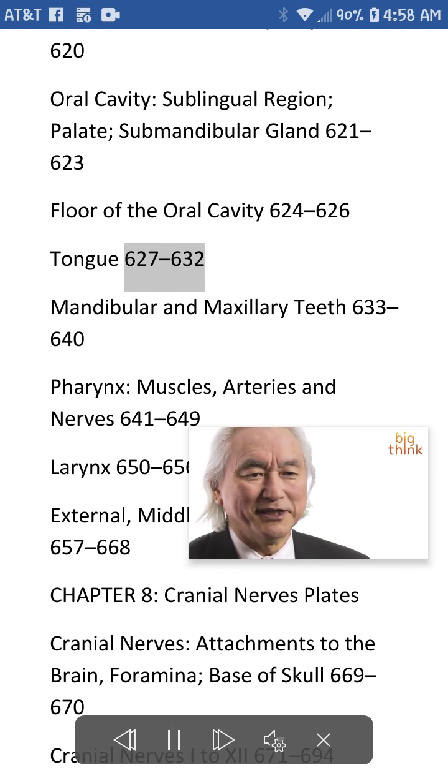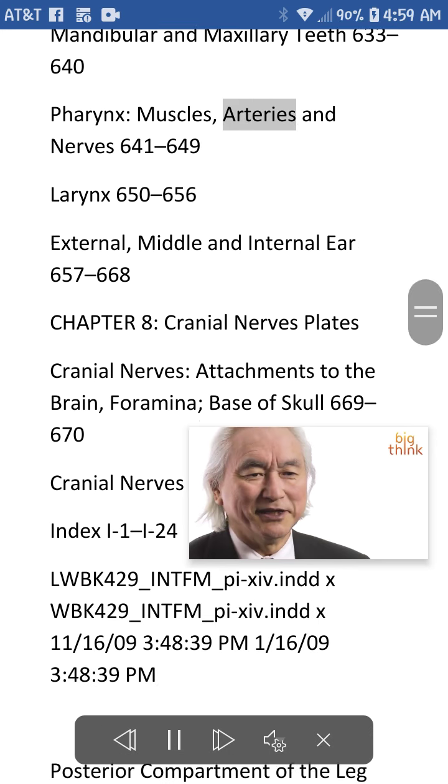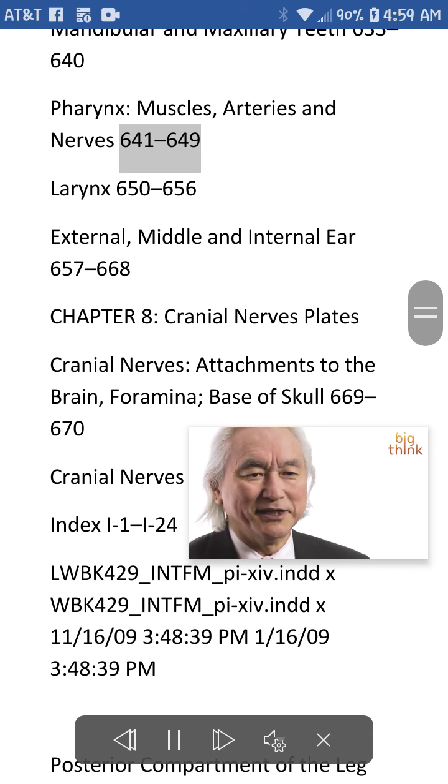Tongue, 627 to 632. Mandibular and maxillary teeth, 633 to 640. Pharynx, muscles, arteries and nerves, 641 to 649. Larynx, 650 to 656. External, middle and internal ears, 657 to 668.